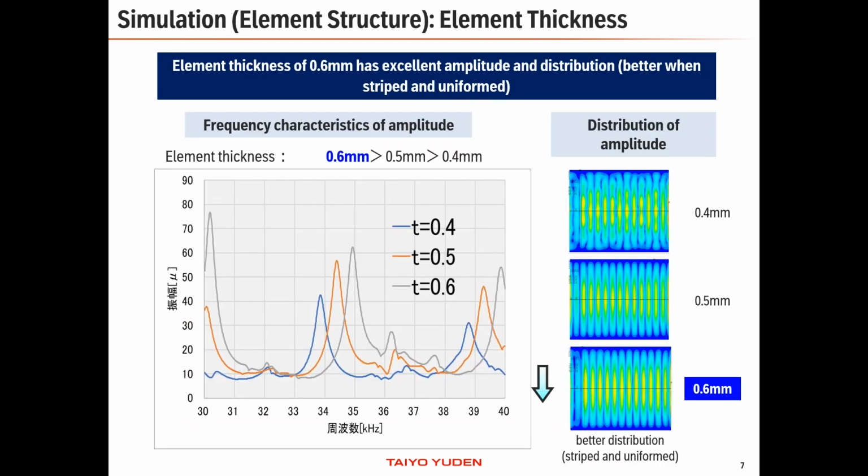This slide shows the results of simulating actuator element structures. The horizontal axis shows the frequency, and the vertical axis shows the displacement amplitude of a panel. You can see that larger displacement amplitude has higher haptic performance. The element thickness of 0.6 mm makes larger amplitude and has better uniformity in the amplitude distribution of the panel. From this simulation, we can say that the larger the amplitude area with striped and uniform structure, the better haptics performed.